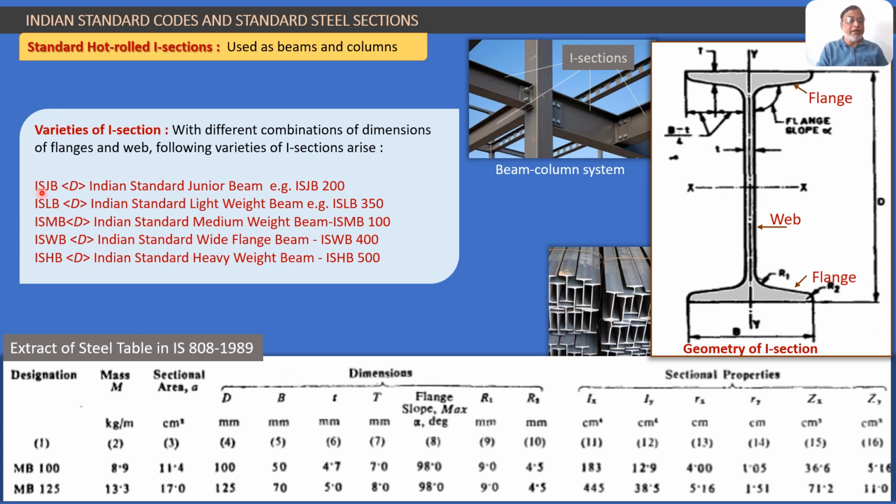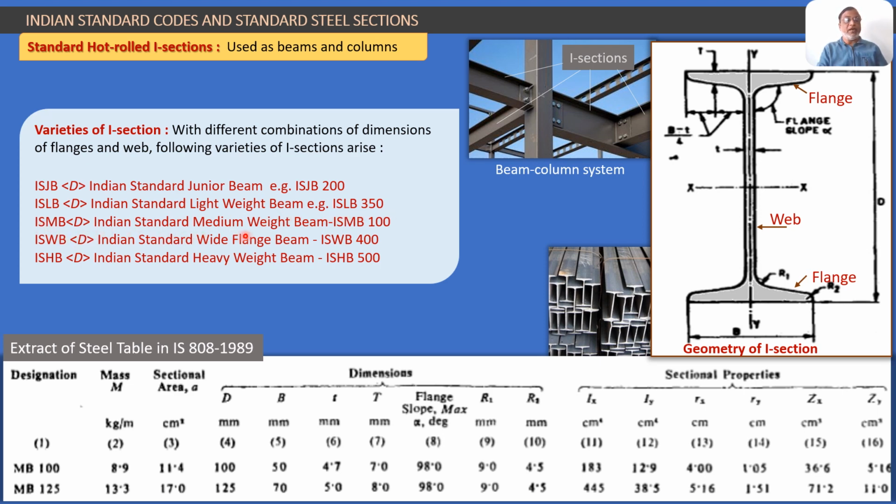IS, Indian Standard, is common for all. JB, Indian Standard Junior Beam. For example, ISJB 200. After that comes a figure which is the depth of the section. So if it is ISJB 200, it means it is an Indian Standard Junior Beam having total or overall depth of 200 mm. Second is ISLB, Indian Standard Lightweight Beam, ISLB 350.